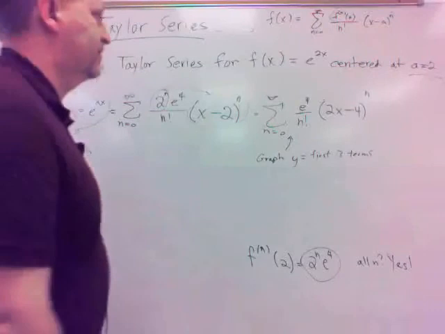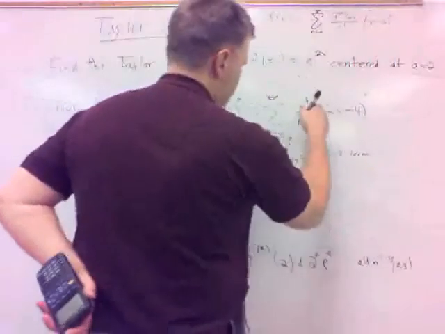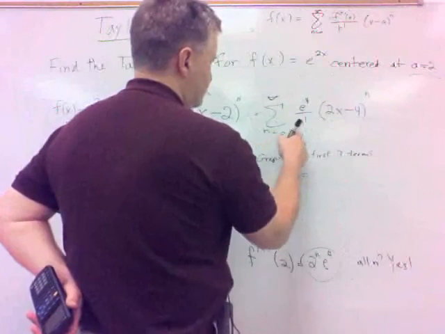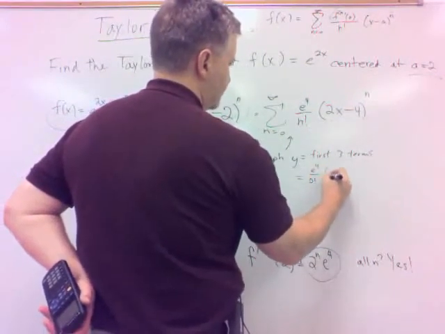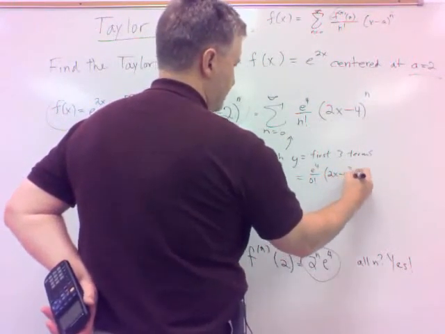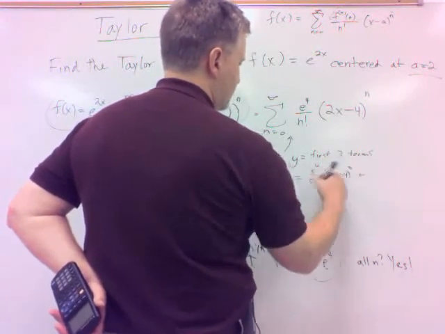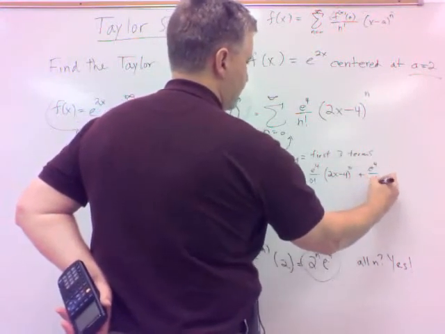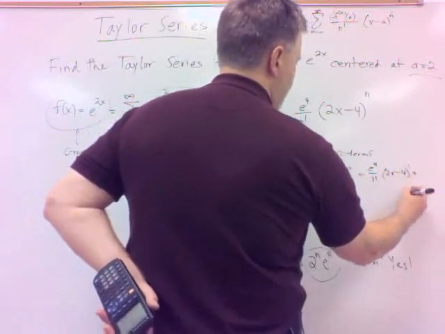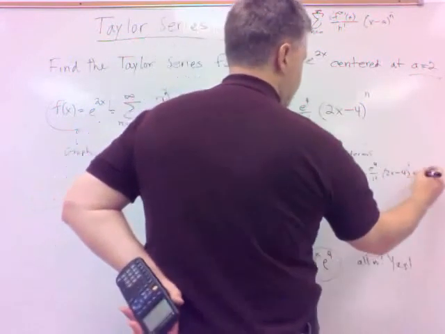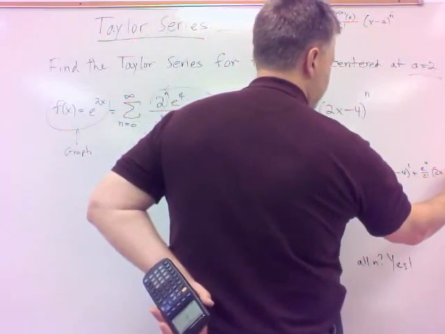What would the first 3 terms over here be? That's the question? Okay. All right, so the first term, it starts at 0, so it'd be e to the fourth over 0 factorial, 2x minus 4 to the 0, which is 1. n equals 1 would be e to the fourth over 1 factorial, 2x minus 4 to the 1. And then the third term would be n equals 2, so it'd be e to the fourth over 2 factorial, 2x minus 4 squared.